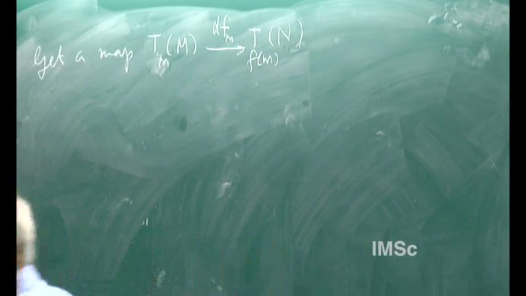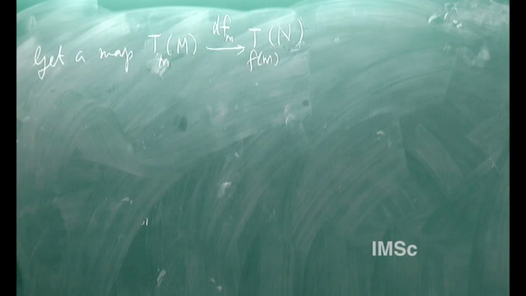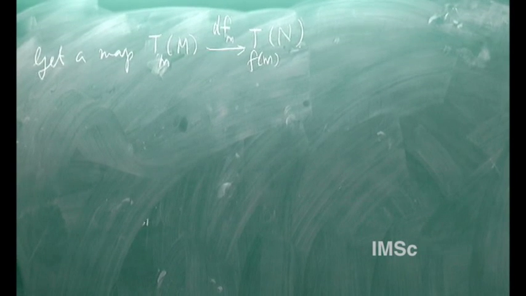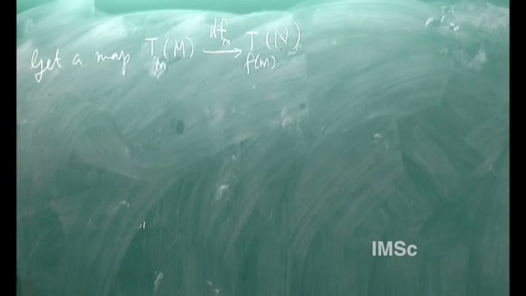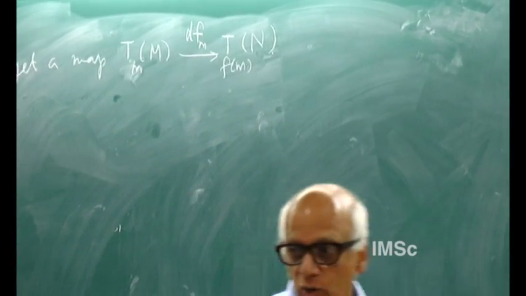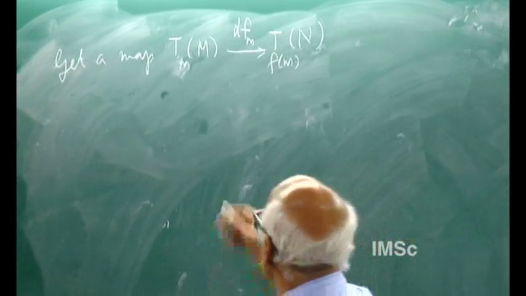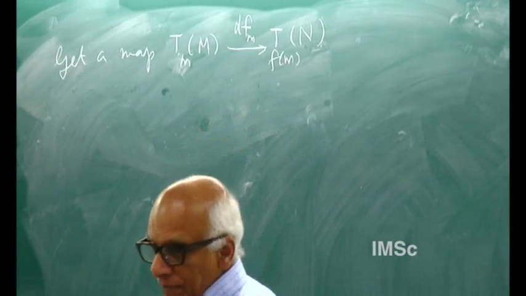Notice that once you know it's a tangent vector here, the composite is necessarily a tangent vector. It's an algebra homomorphism after all. So that condition for a tangent vector will be satisfied automatically. So you really get a map from tangent space to tangent space, which is linear obviously. So this is called the differential of f at m.